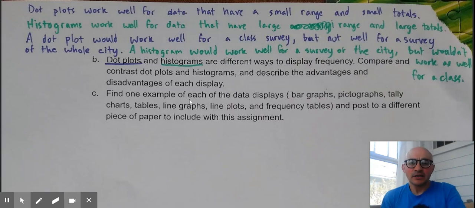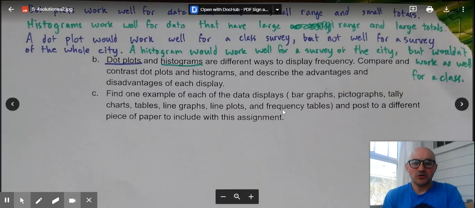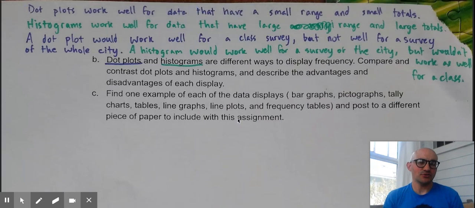And then find one example of each of the data displays: bar graphs, pictographs, tally charts, and so on. I'll let you guys do that. You can just use your internet resources. If you type these into your search bar, you can find lots of examples. You can go on to IXL and find lots of examples. You could also go on to Khan Academy and find lots of examples, but I know you know how to find those, so I won't just show you a whole bunch for right now.